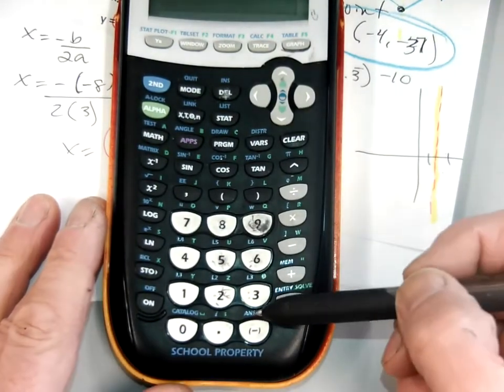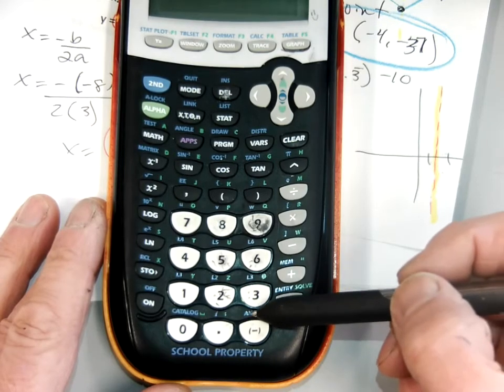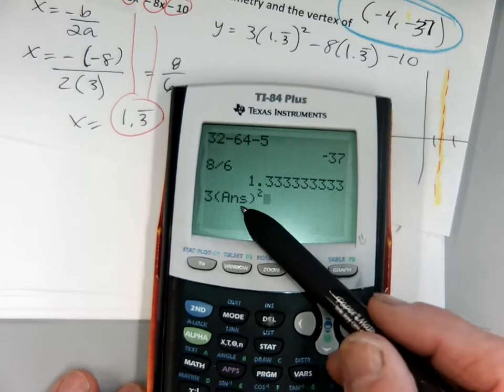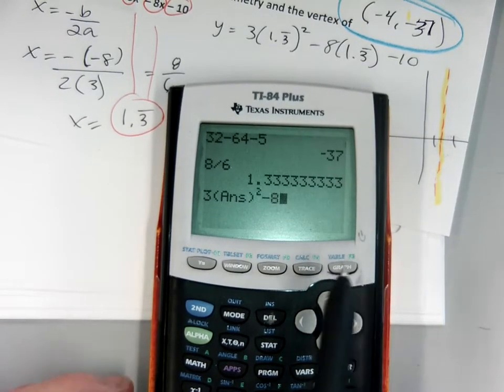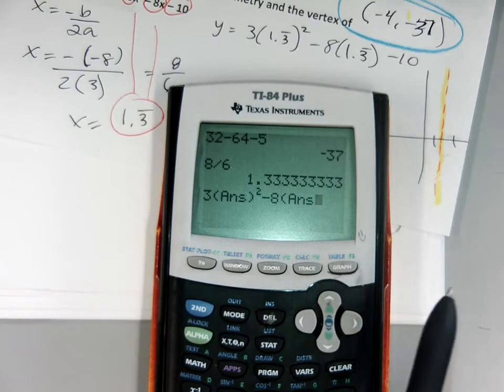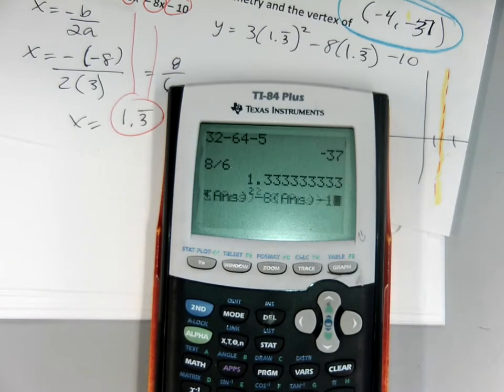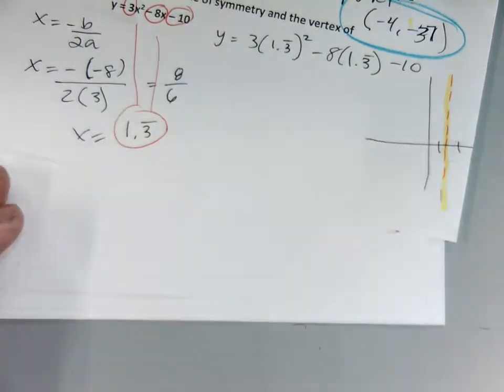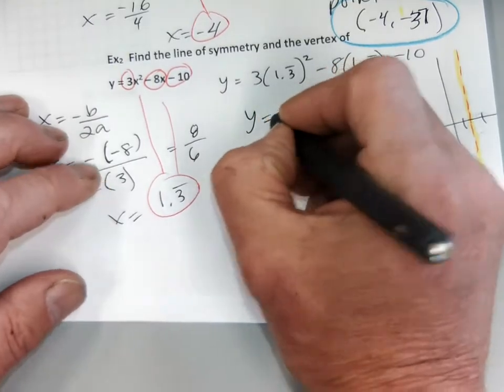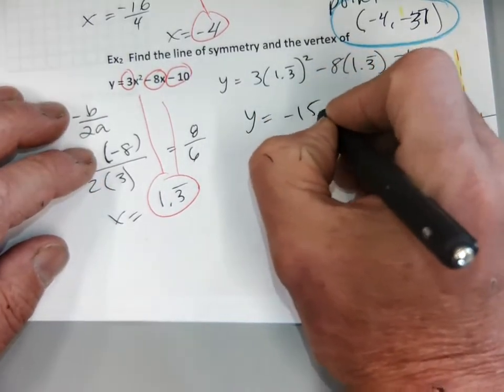See this button right here, answer? That means that what I put in there was the 1.3. I didn't have to type it in because it's the last answer. Subtract 8 times my answer, minus 10. And I get an answer of negative 15 and 1/3. So I get a y value of negative 15 and 1/3.